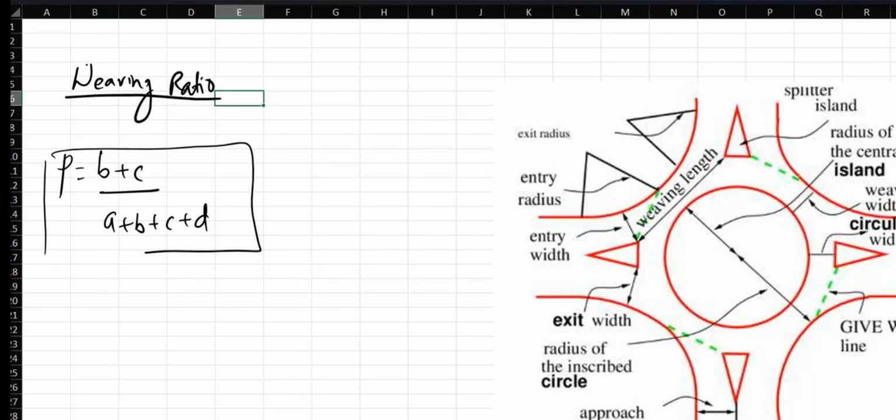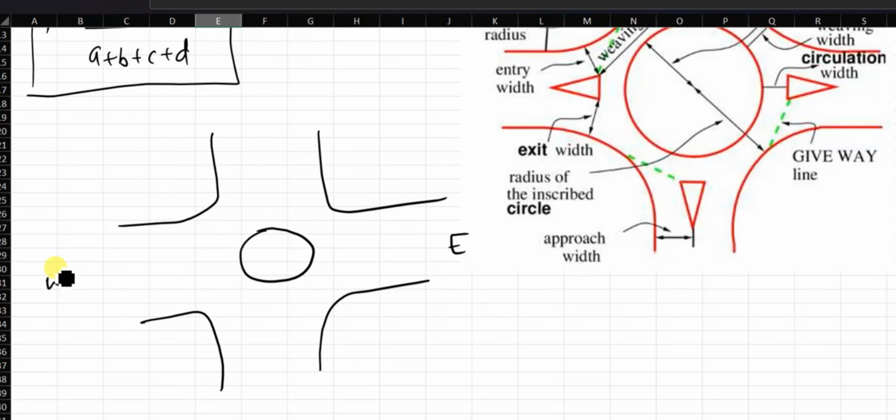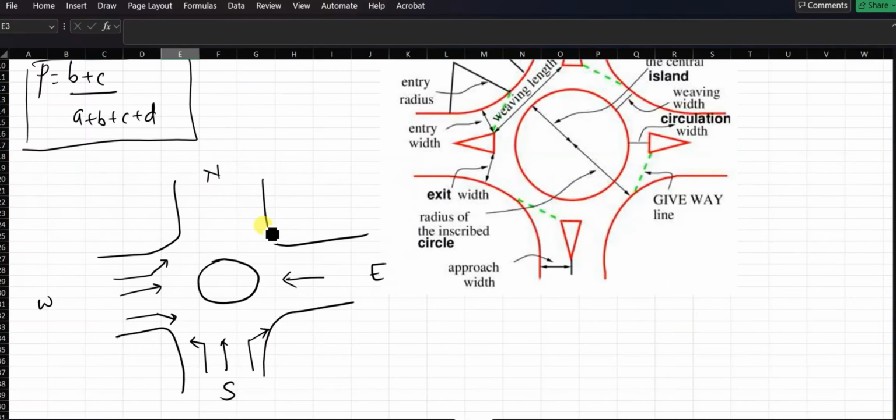Let us see. So this is the east section, west, north, and suppose this is south. In this intersection, we have traffic coming from this side, going to this side, and traffic going to this side. So these are the traffic flows in this rotary intersection, and we have to find the weaving ratio.